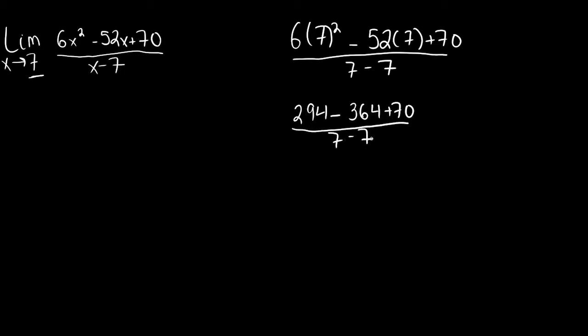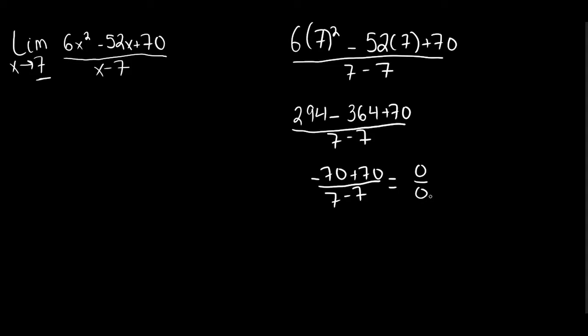So now doing some various additions and subtractions here, we get 294 minus 364, which is negative 70, plus 70. Kind of funny how that works out that way, doesn't it? So we get this, which is 0 over 0. And here we recognize 0 over 0 as one of our indeterminate forms.